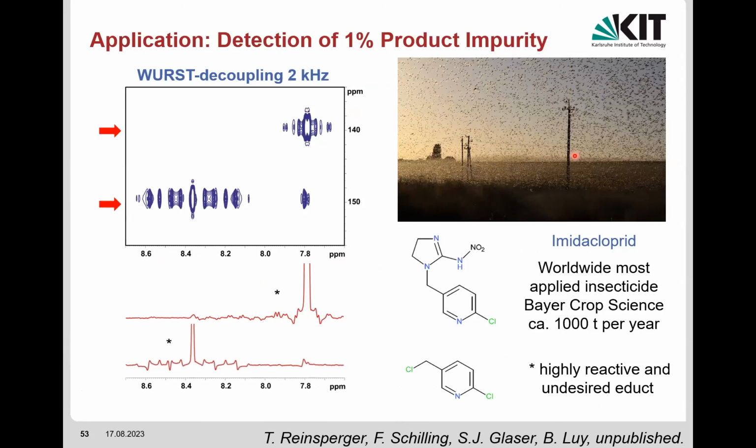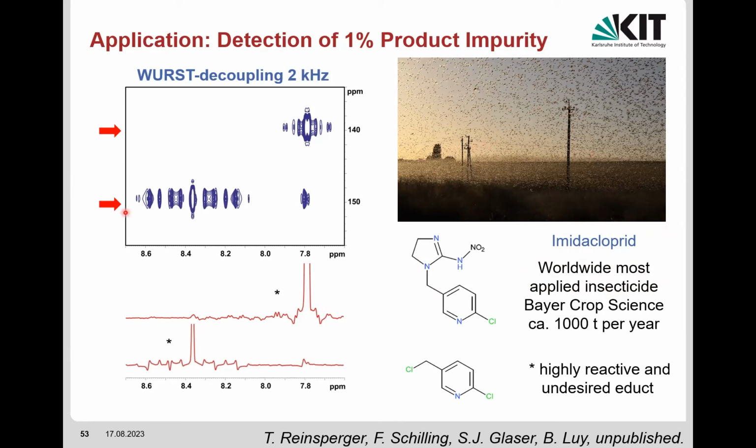We were looking, how does this really work in practice? And what we show here is a sample of imidacloprid, which is the worldwide most applied insecticide. It's from the company Bayer Crop Science. And that's the chemical formula. You see what it is used against.